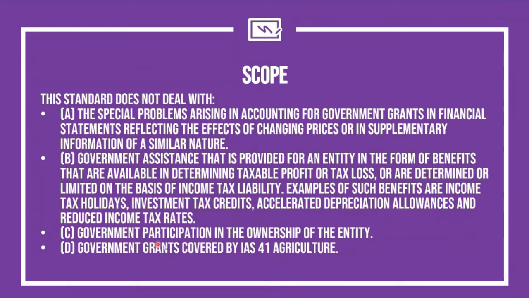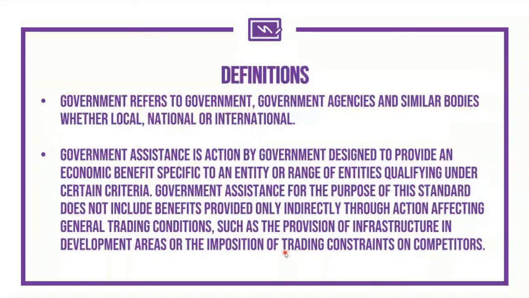Letter C, government participation in the ownership of the entity, because that's not really considered as a grant, but rather it now covers government-owned and controlled corporations, which is not part of the standard anymore. And letter D, government grants covered by IAS 41. We already discussed this when we were discussing IAS 41. The mere fact that it is already covered by IAS 41 means that it is no longer going to be covered by IAS 20. So with that, let us proceed to the definitions.